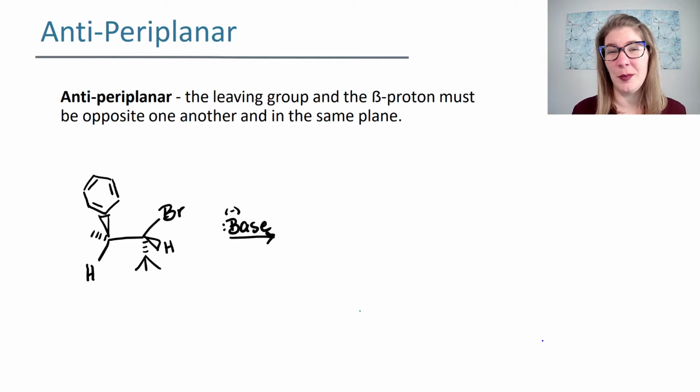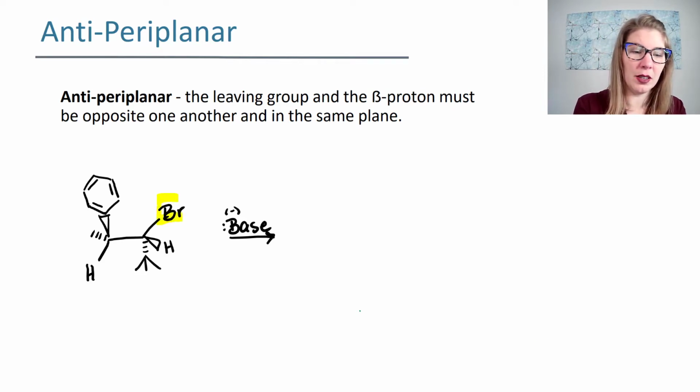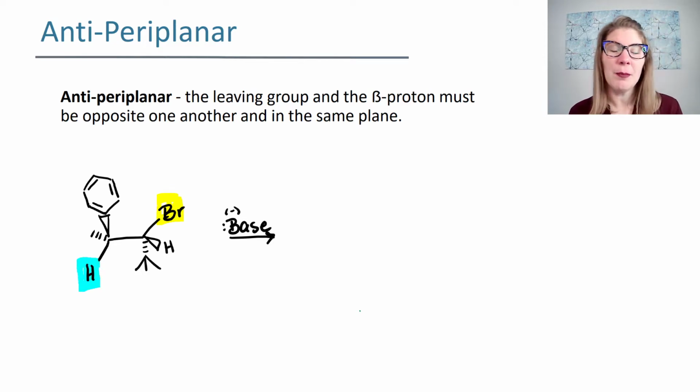Now let's look at antiperiplanar, but outside of a ring. Inside of a ring, antiperiplanar is easier to see. When we're looking at outside of a ring, something that is a straight chain alkane, it gets a lot more difficult. When we're looking at this example, what I want to point out is the leaving group and also the beta proton. I purposefully designed this molecule so that there's only one beta proton.